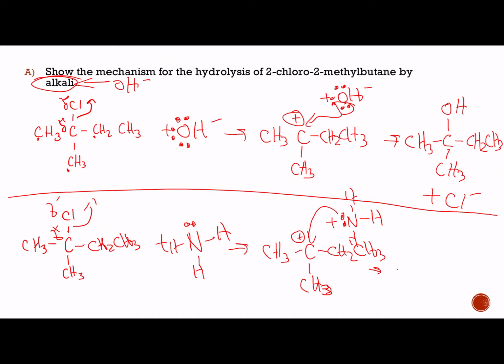And so you need to show that this pair of electrons is coming in and connecting, which means that you would have CH3, C, CH3, CH2, CH3. And at this point, you actually have N, H, H, H. So what would happen?